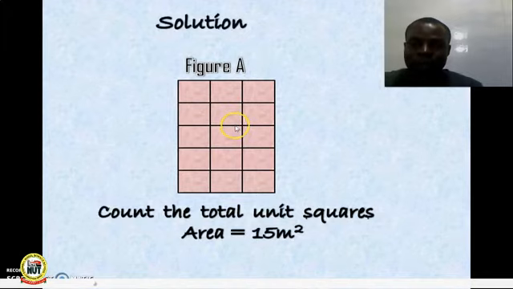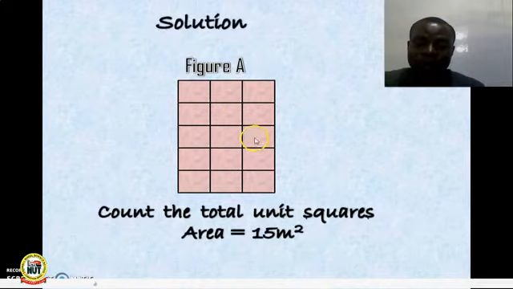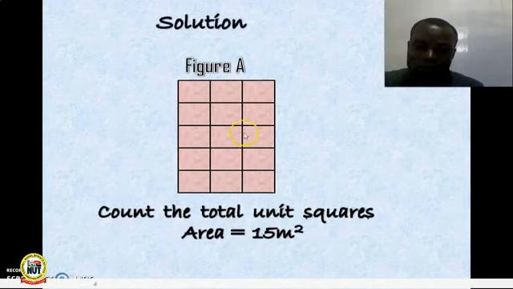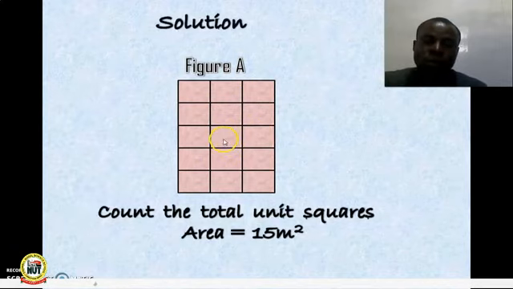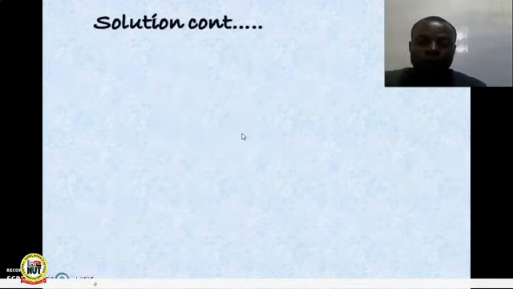Is that okay? The area of figure A is 15 meters square because it has a total of 15 unit squares. Is that okay? Good. Can we move to the second one? What we need to do here is very simple. Count the total of unit squares here. When you finish counting, whatever you arrive at is your area. Is that clear? Good. Figure B.